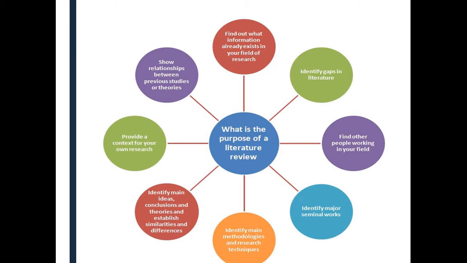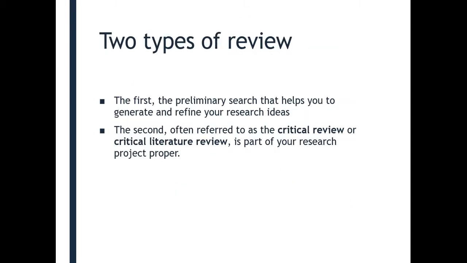So right now you have to decide on your topic, and after you have selected the topic, you will do the review of literature. Now there are two types of review. One is the preliminary search, meaning that now you have just a vague idea of your topic and you want to be clear on what research questions you have to ask. So this is called preliminary research.